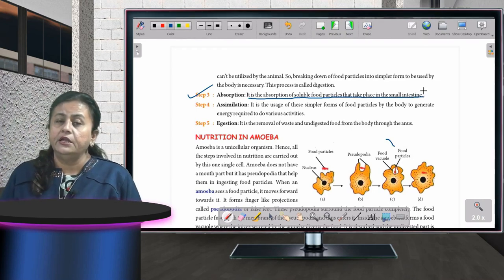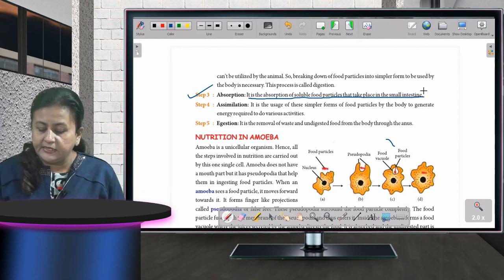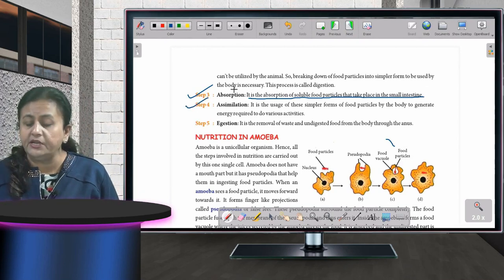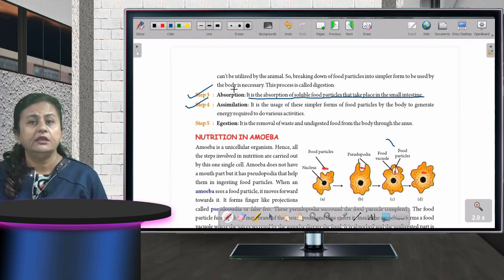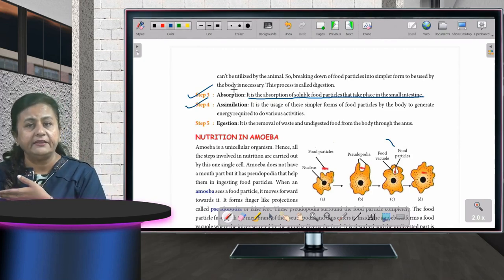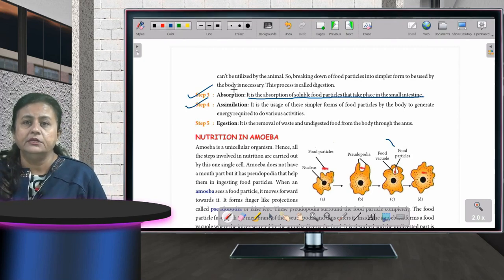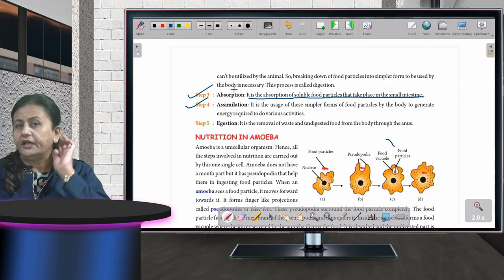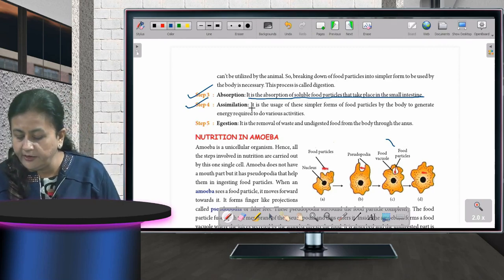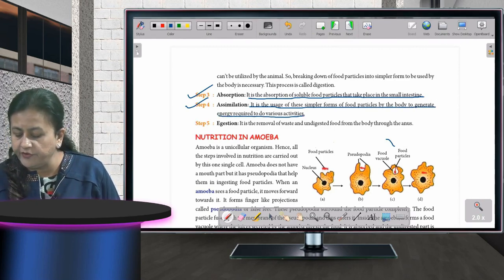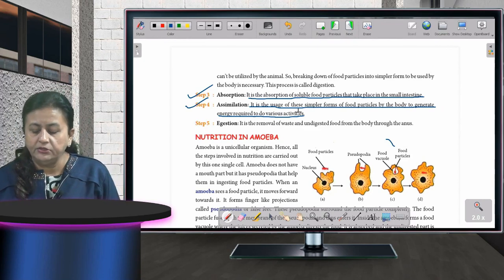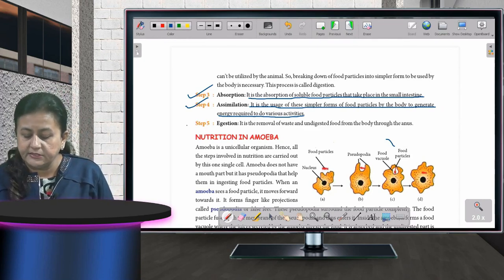Fine children. Now the fourth step, that is assimilation. Assimilation means the usage, how we are using it. Now the blood is carrying that digested food, broken down into simpler form, to the different body parts so that we can carry out our day-to-day activities. It is the usage of simpler forms of food particles by the body to generate energy required to do various activities.